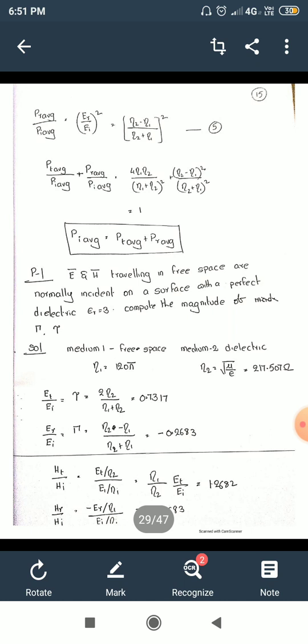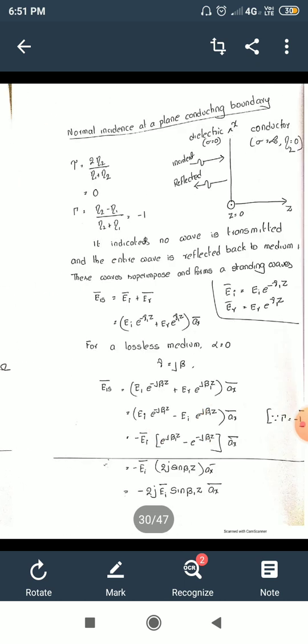So if it is free space, eta is equal to 377. If it is not free space, eta is equal to root of mu naught mu r by epsilon naught epsilon r. If it is free space, it is nothing but root of mu naught by epsilon naught. Otherwise, if it is a medium, it is root of mu naught mu r by epsilon naught epsilon r.